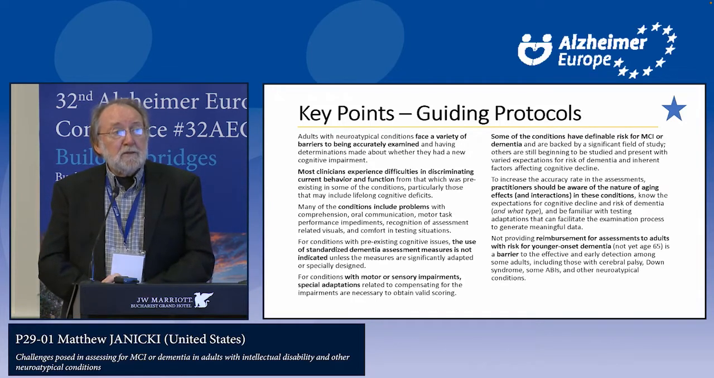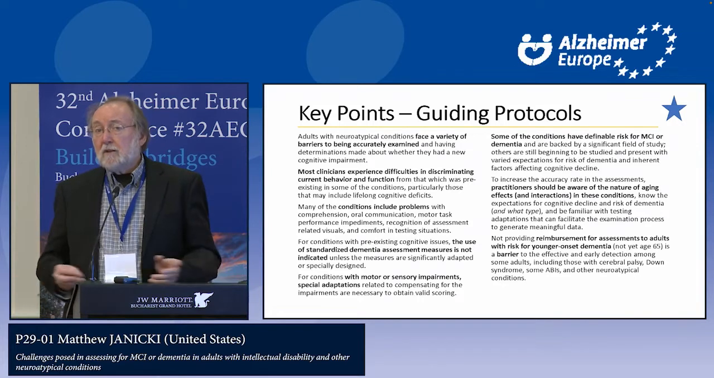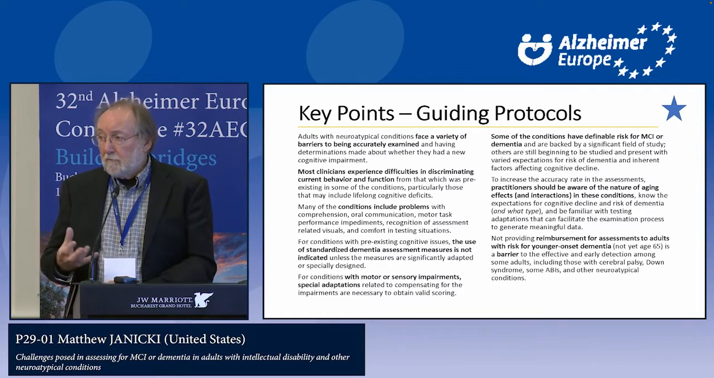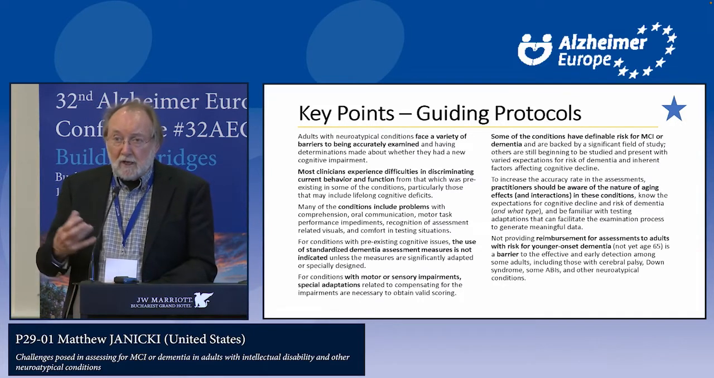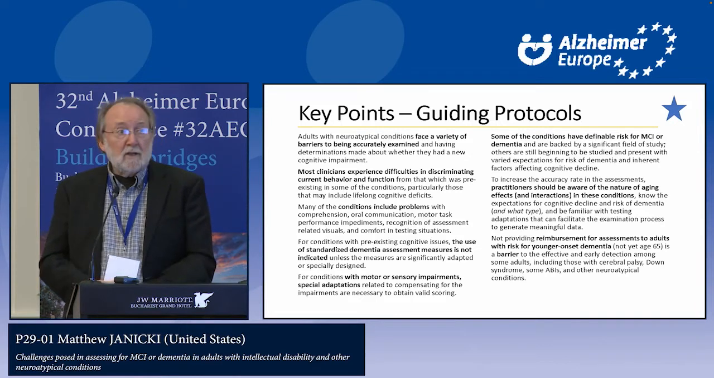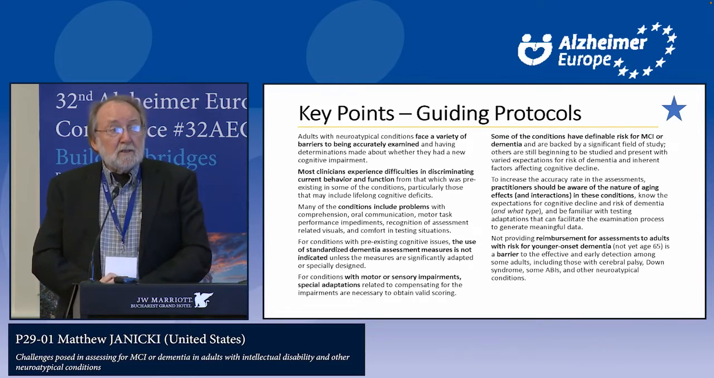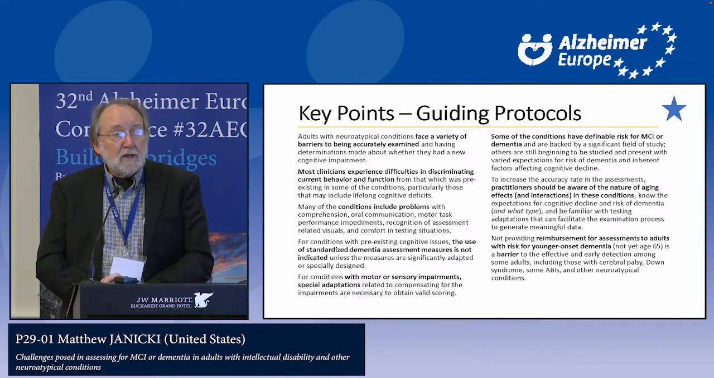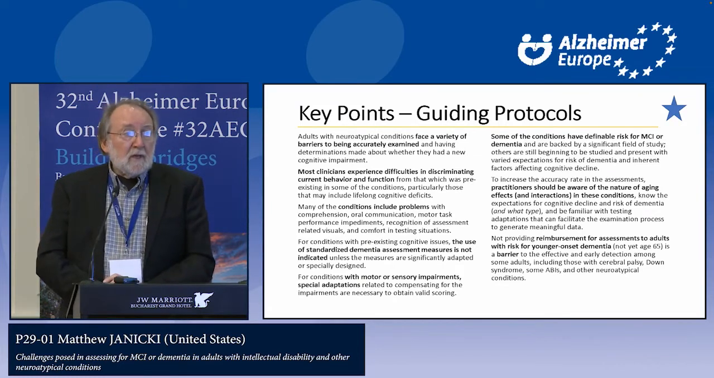Others are still beginning to be studied and present with varied expectations of risk of dementia and inherent factors affecting cognitive decline. Basically what that means is that some conditions have a long history of a relationship, for example, to Alzheimer's disease. Others may not have. To increase the accuracy rate of the assessments, practitioners should be aware of the nature of aging effects and interactions of these conditions, know the expectations of a cognitive decline, and risk of dementia and what type, and be familiar with testing adaptations that can facilitate the examination process to generate meaningful data.